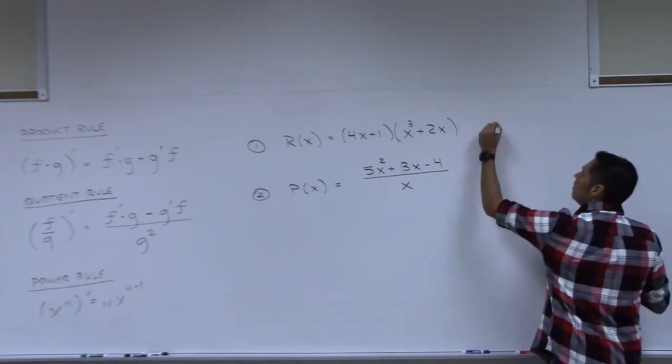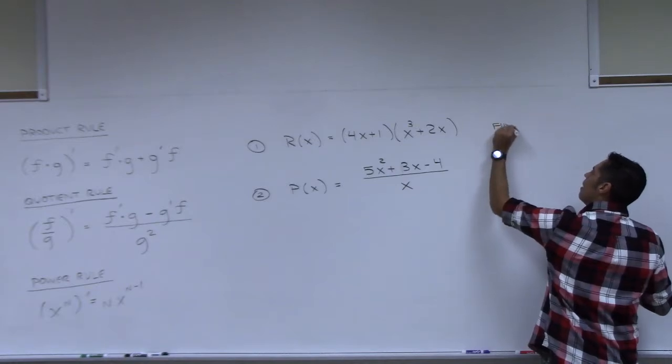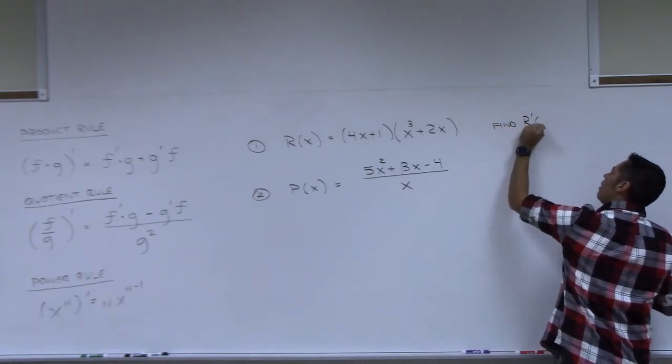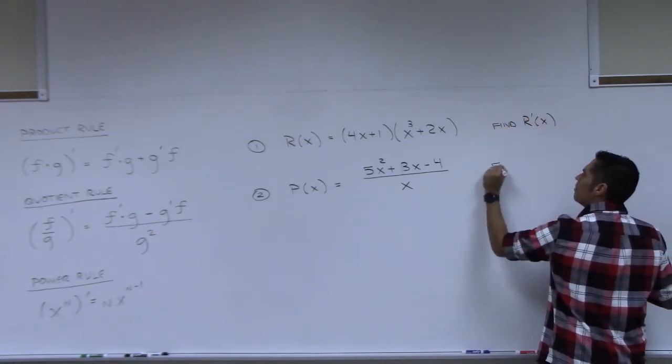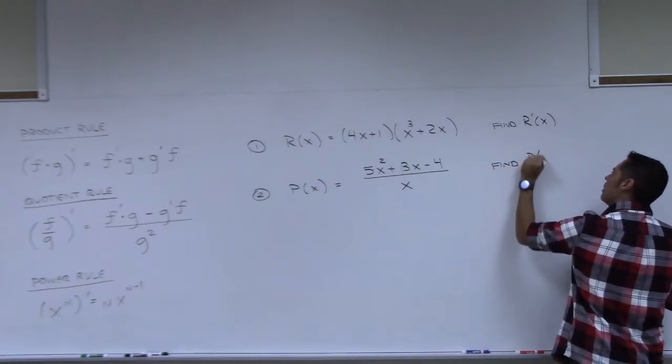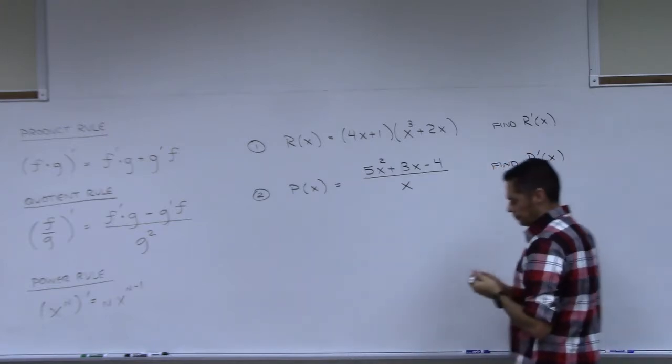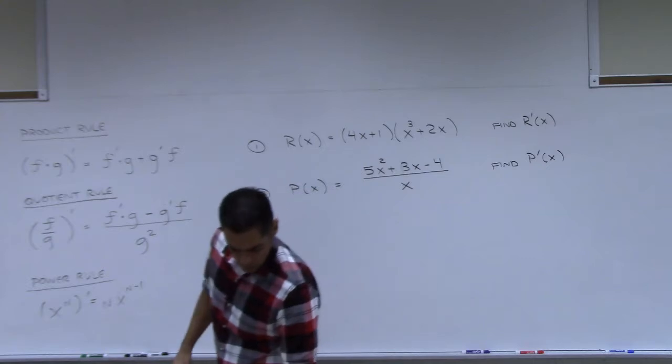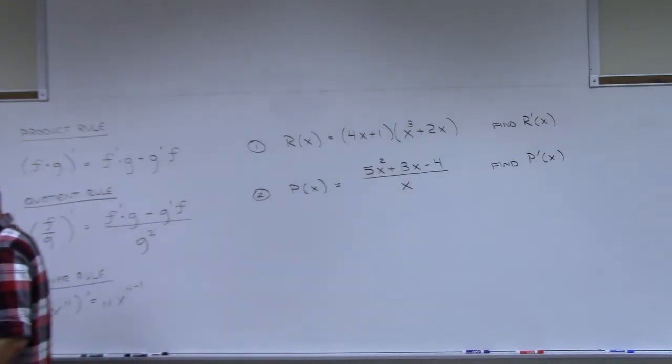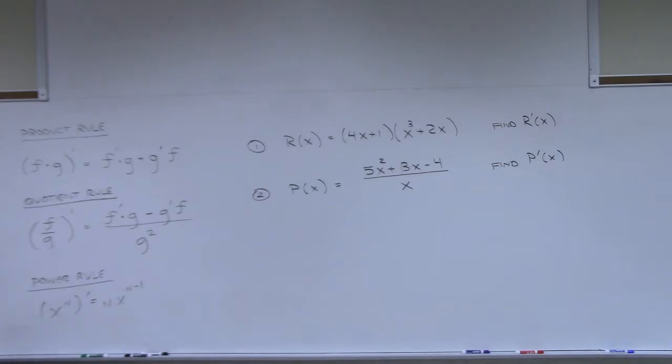So on this one, I didn't put the instructions. Find r prime of x. And then on this one, find p prime of x. And how about I give you about 6, 7 minutes. Let's see how much you can get done in 6 or 7 minutes.